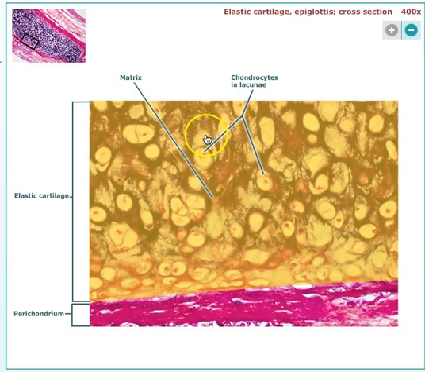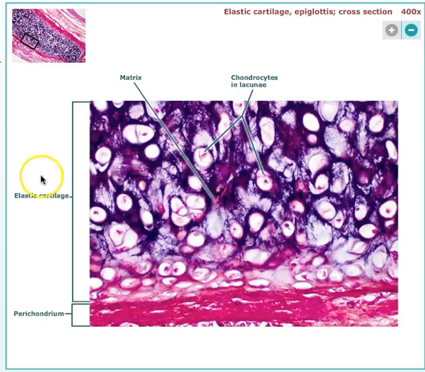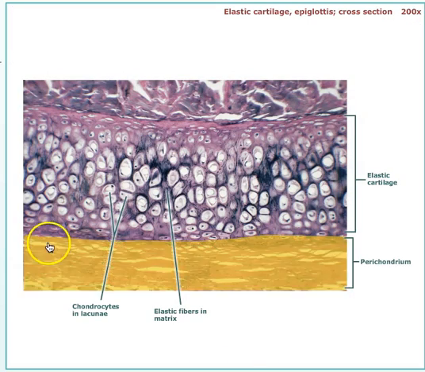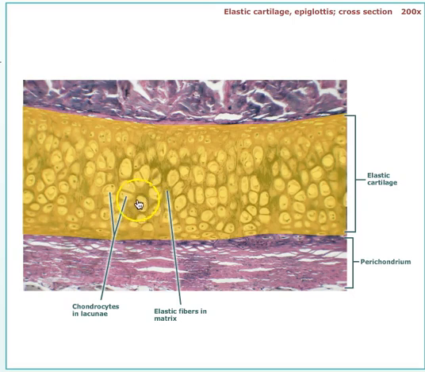We want it to have some flexibility, but not too flexible where it's going to be bending and not able to do its job properly. So it's able to basically open and close, so that as you swallow, you're not getting fluids and food in the lungs. This is more of the epiglottis. There's that lacuna with the chondrocyte, that dot inside of it.